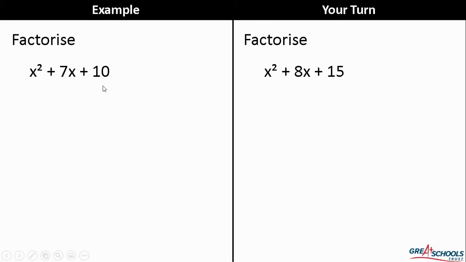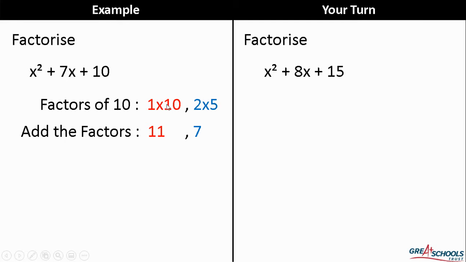So what I start off by looking at is the factors of 10, the numbers that go exactly into 10. So the factors of 10 are 1 and 10 and 2 and 5. Okay. Nothing else goes exactly into 10. And then what I want to do then is add the factors together. So add the 1 and 10 together and add the 2 and 5 together. And what I'm hoping to get is 7.